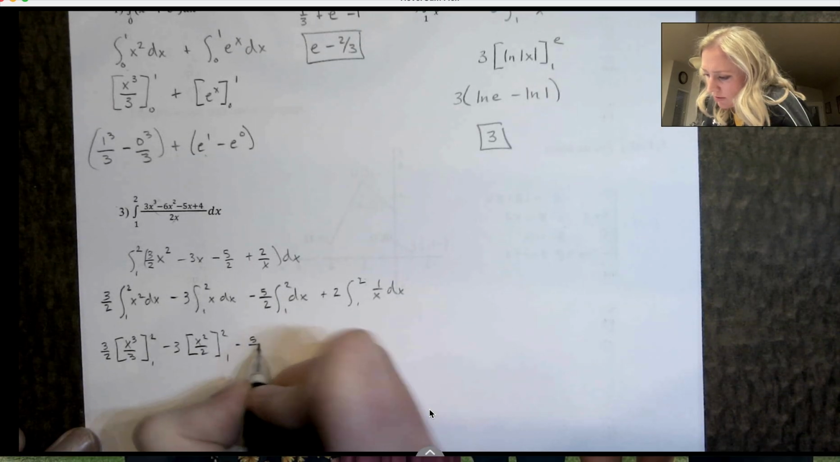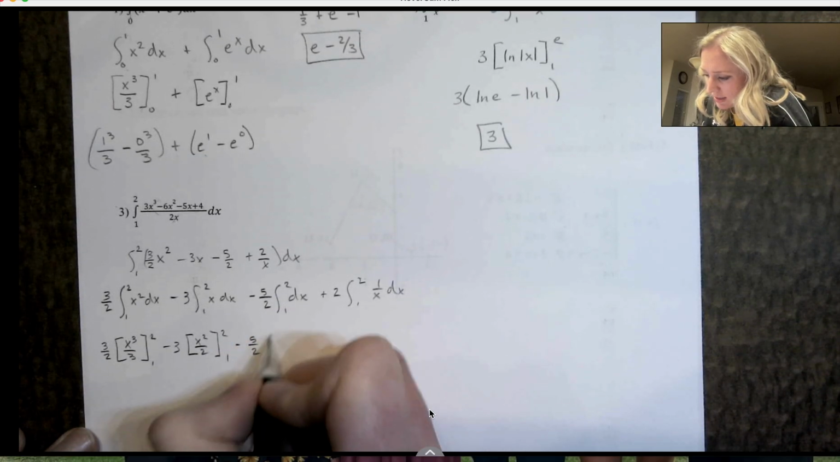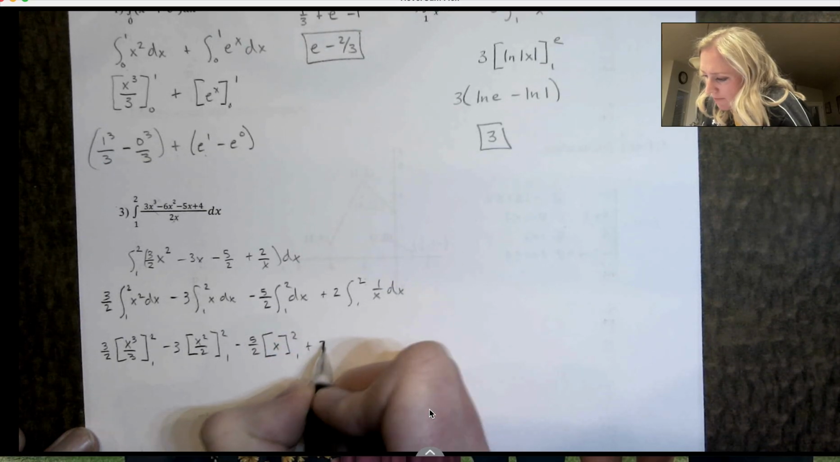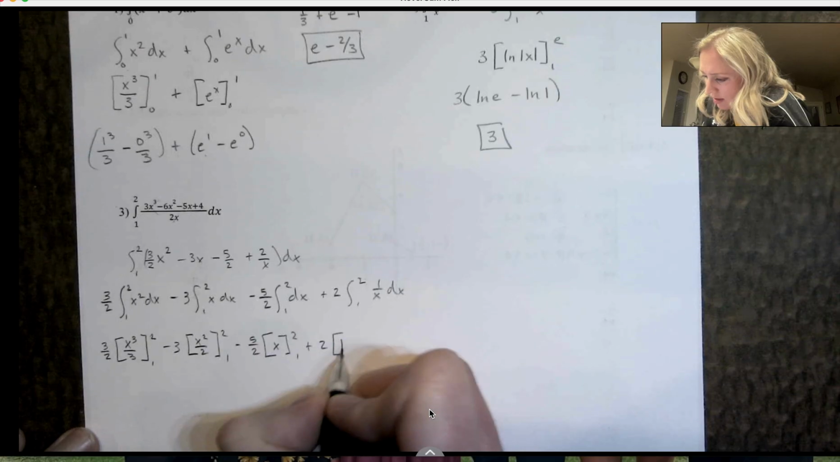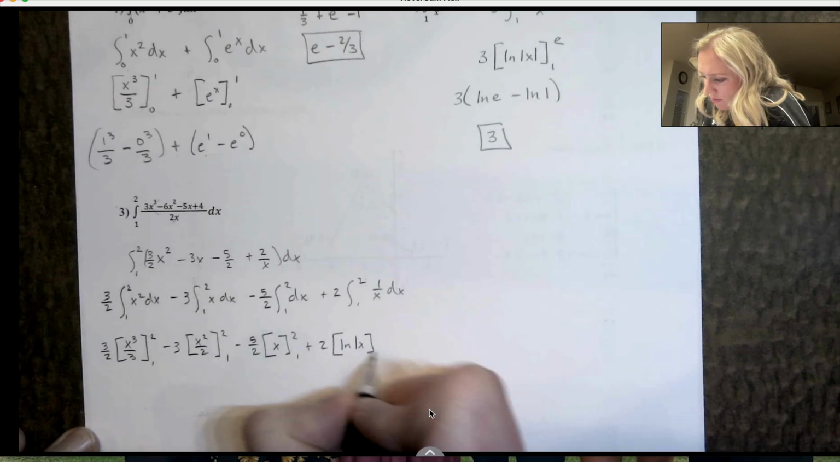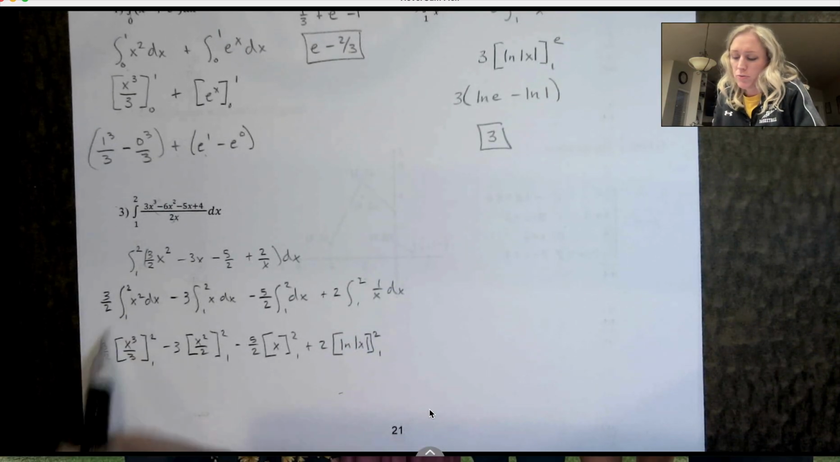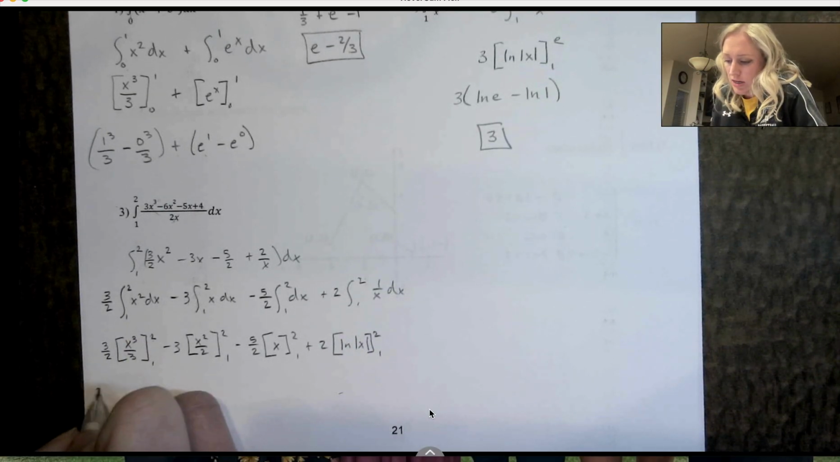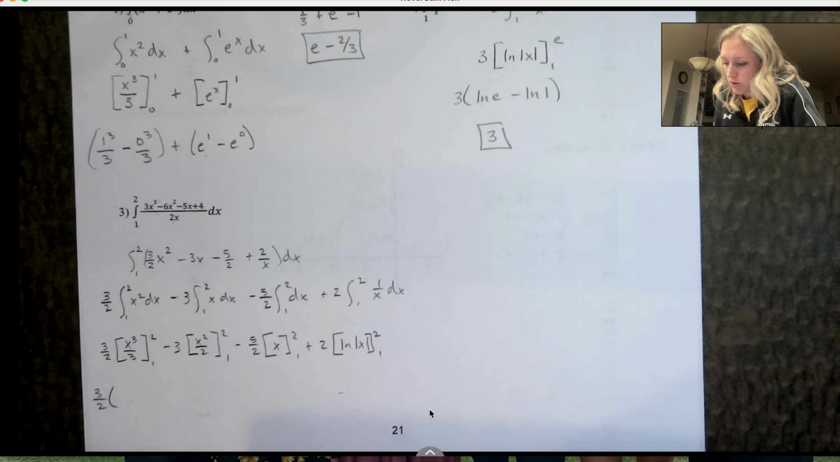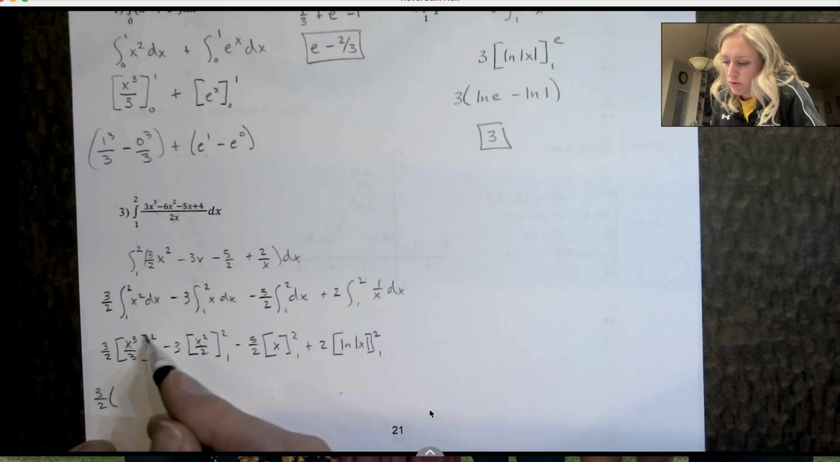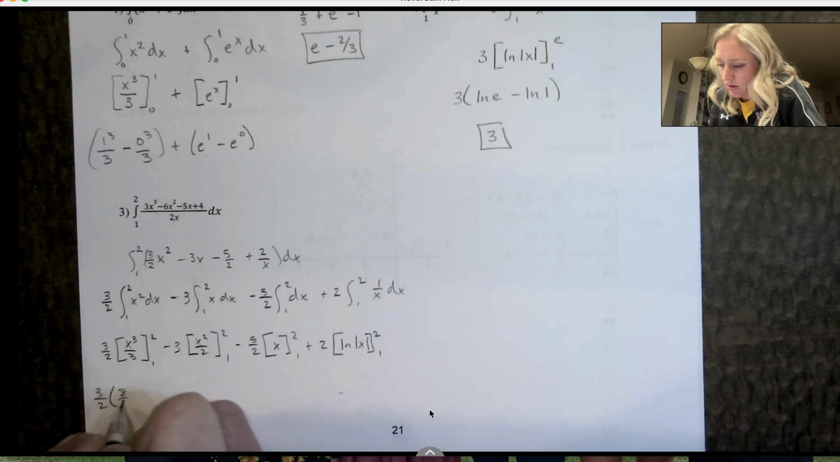And antiderivative of 1 is x. And then antiderivative of 1 over x, natural log, absolute value of x. All right, okay. And so now we are substituting in our upper and lower here. So 2 cubed over 3 is 8/3. 1 cubed over 3, 1/3.